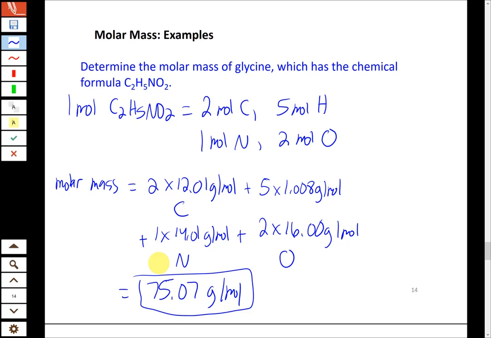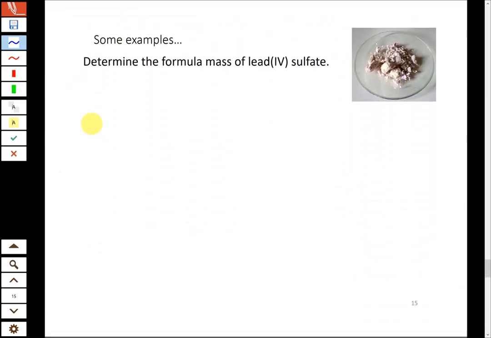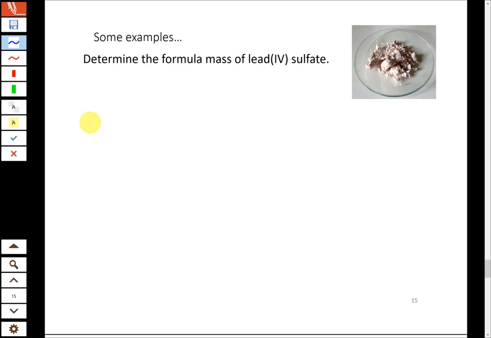All right. Let's just do some more. All right, so this one here is determining the formula mass of lead(IV) sulfate.